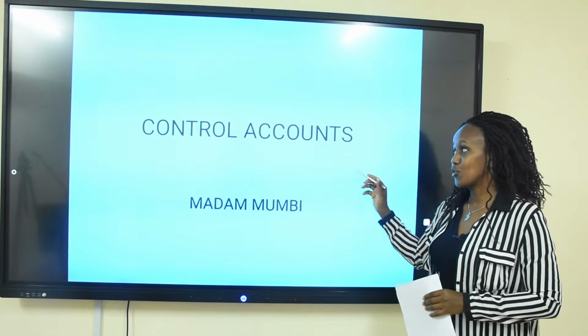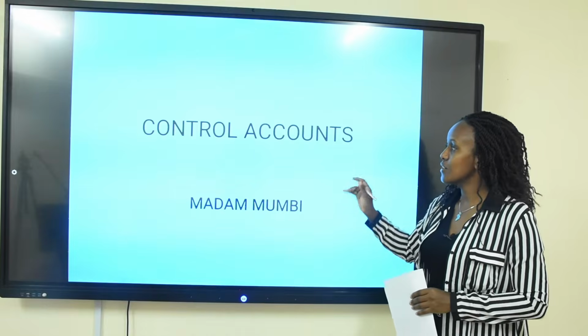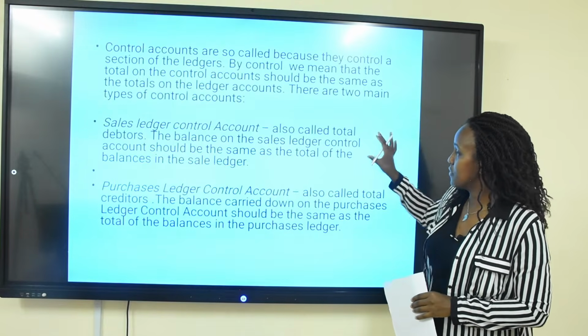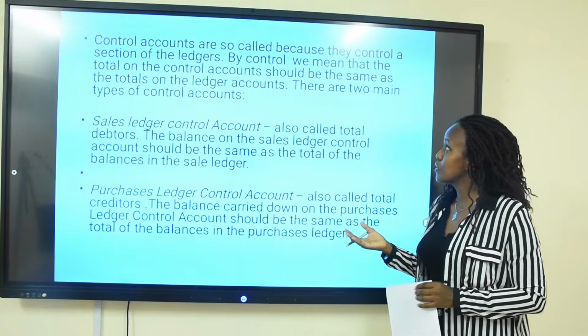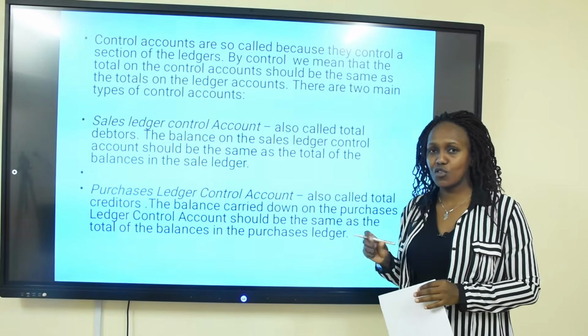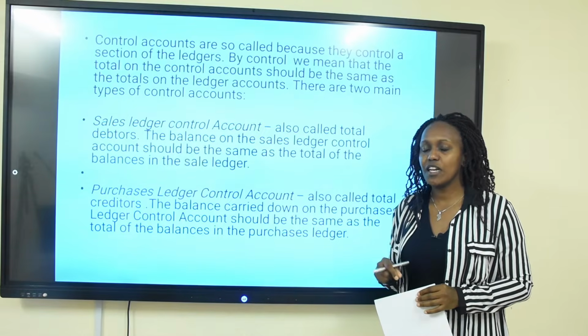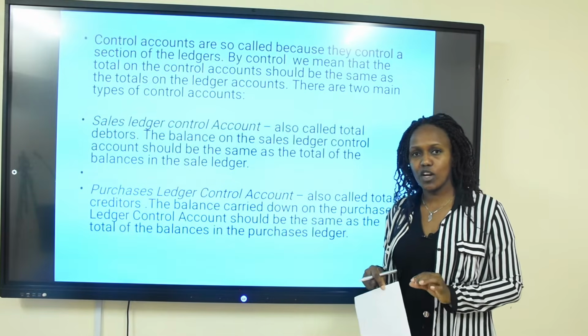Today we are going to look at control accounts. So we'll start by defining what control accounts are. Control accounts are so called because they control a section of the ledgers. Specifically, we are going to look at two types of control account.